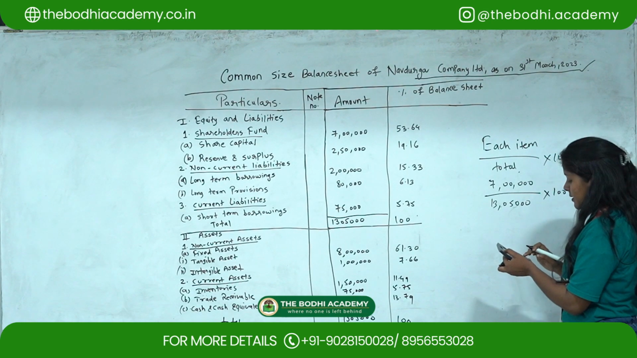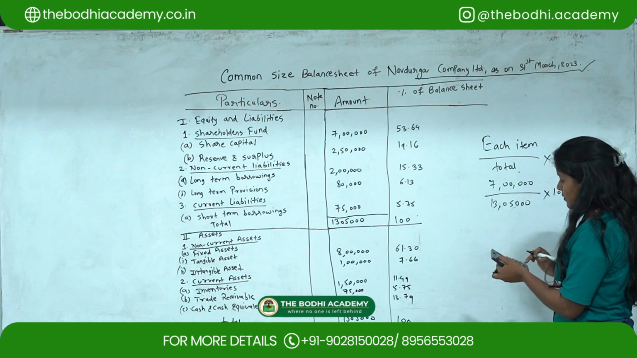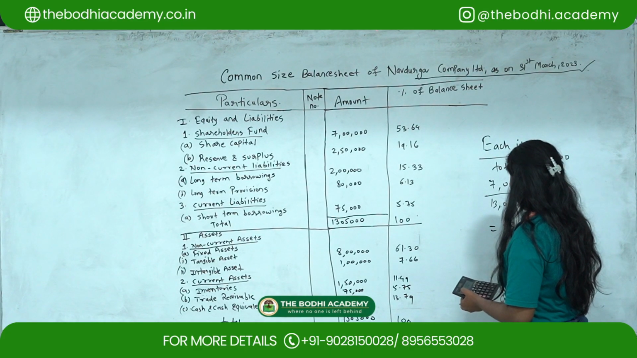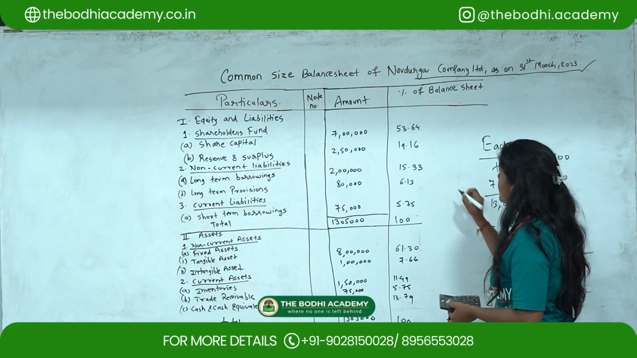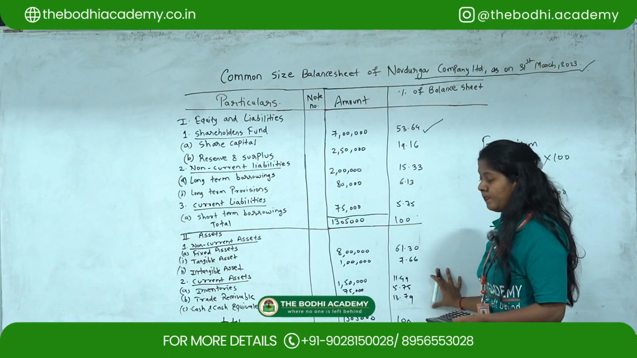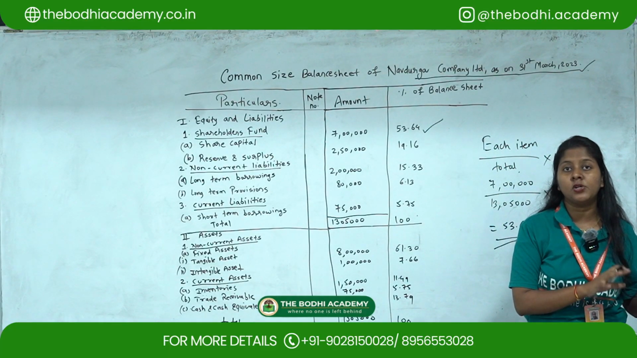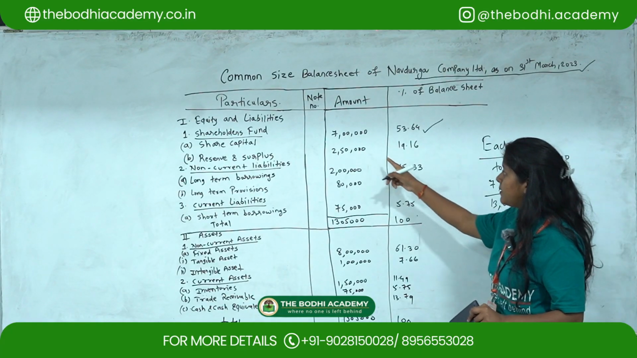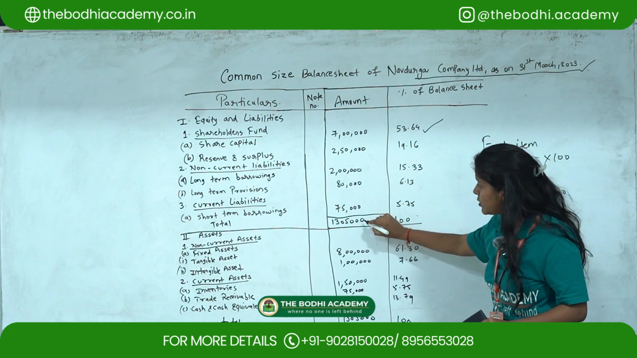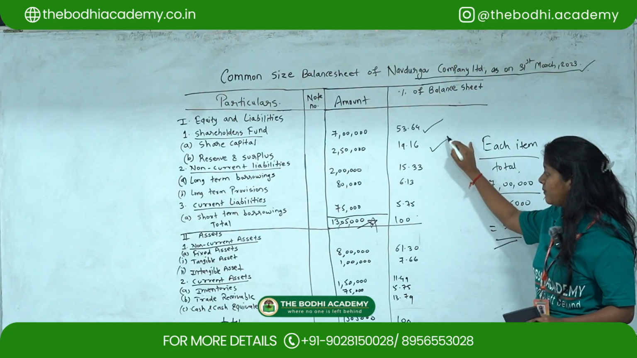So I am dividing 7 lakhs divided by 13 lakh 5,000 multiplied by 100. You will get 53.64%. Okay, so this you have to write down in the percentage column. So for every part you have to take each item and just divide it by the total, multiply it by 100. So similarly for reserve and surplus we did the same. 2,50,000 divided by this total, 13 lakhs 5,000 multiplied by 100, you will get 19.16.